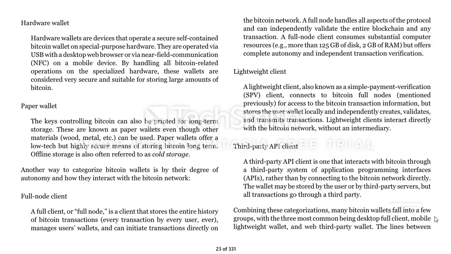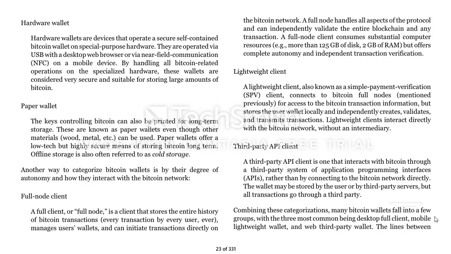Third-party API client. A third-party API client is one that interacts with Bitcoin through a third-party system of application programming interfaces, APIs, rather than by connecting to the Bitcoin network directly. The wallet may be stored by the user or by third-party servers, but all transactions go through a third party. Combining these categorizations, many Bitcoin wallets fall into a few groups, with the three most common being desktop full client, mobile lightweight wallet, and web third-party wallet.